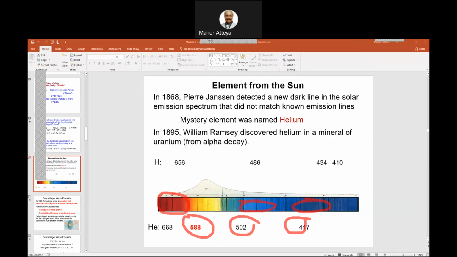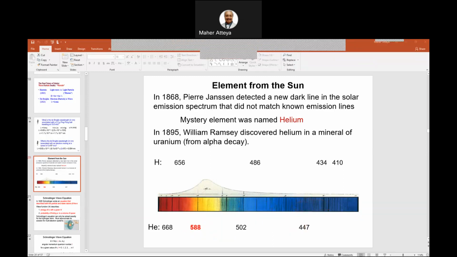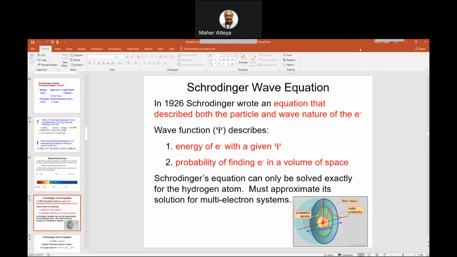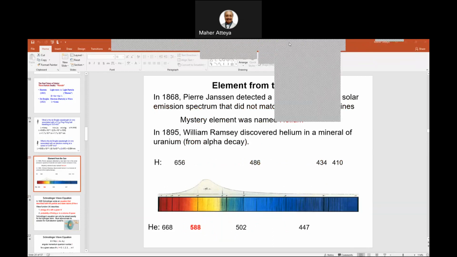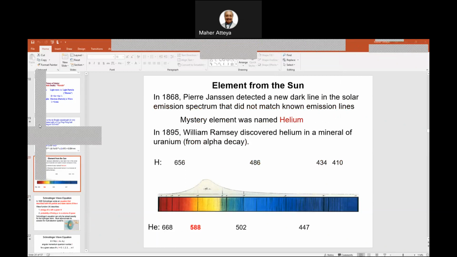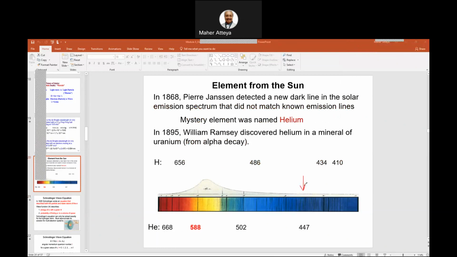So let me ask you, if somebody asks you, what's the difference between emission and absorption? We have to know here. I'll go back here. So I want to know what's the difference. Those are emission lines. All those are called emission.